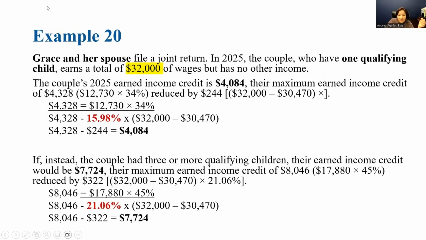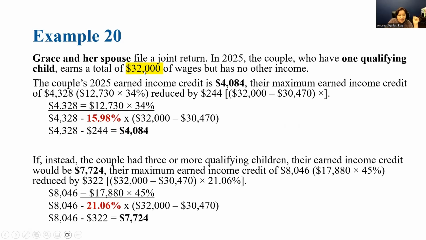Okay, now let's look at an example. Example 20. It says, Grace and her spouse file a joint return. In 2025, the couple, who have one qualifying child, earns a total of $32,000 of wages, but has no other income. Okay, so we have a couple with $32,000 of wages, $32,000 of earned income. So the couple's earned income credit is $4,084. That is the maximum amount.